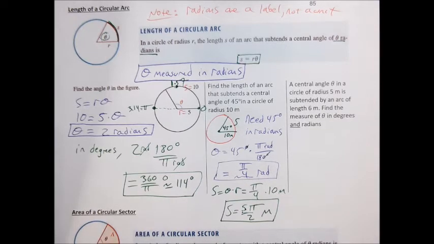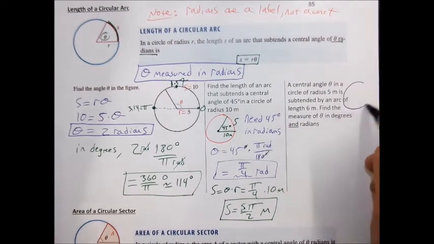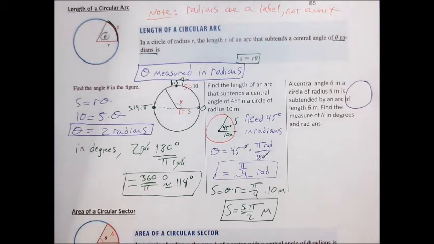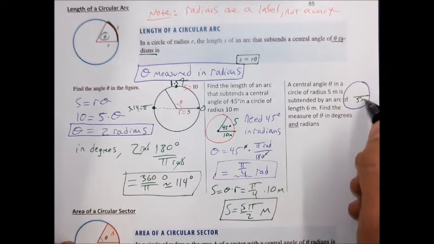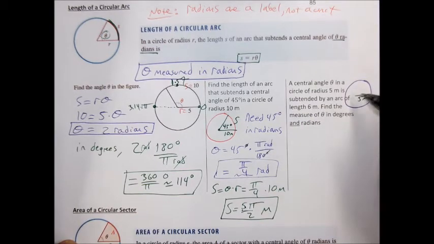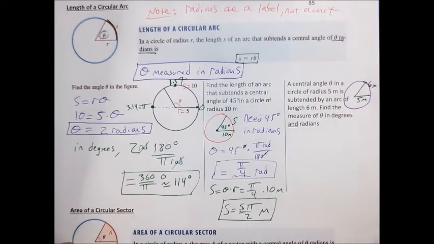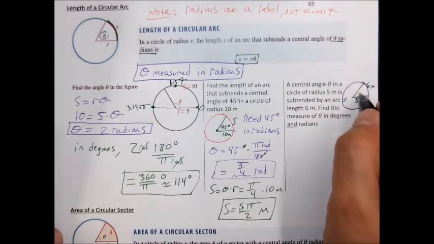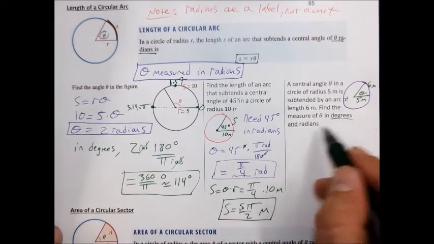All right, let's do this last one then. This last one is asking to do both those things. We're given a circle. Let me just draw the circle. The circle has a radius of 5 meters, and we're given the s value. We're given s of 6 meters. You guys see that okay? And we want to know what theta is, and we're being asked to show it in both degrees and radians.